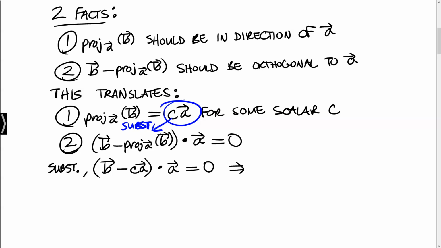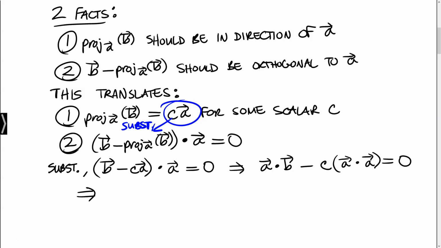If we distribute, you have to remember all the algebraic properties of the dot product that we did. Remember how we said the dot product basically allows you to FOIL stuff out like you would normally do in ordinary algebra. So we could FOIL this out and get b times a, and actually I'm going to switch them here because the order of the dot product doesn't matter. So I'm going to say a dot b minus c times a dot a is equal to 0. Okay.